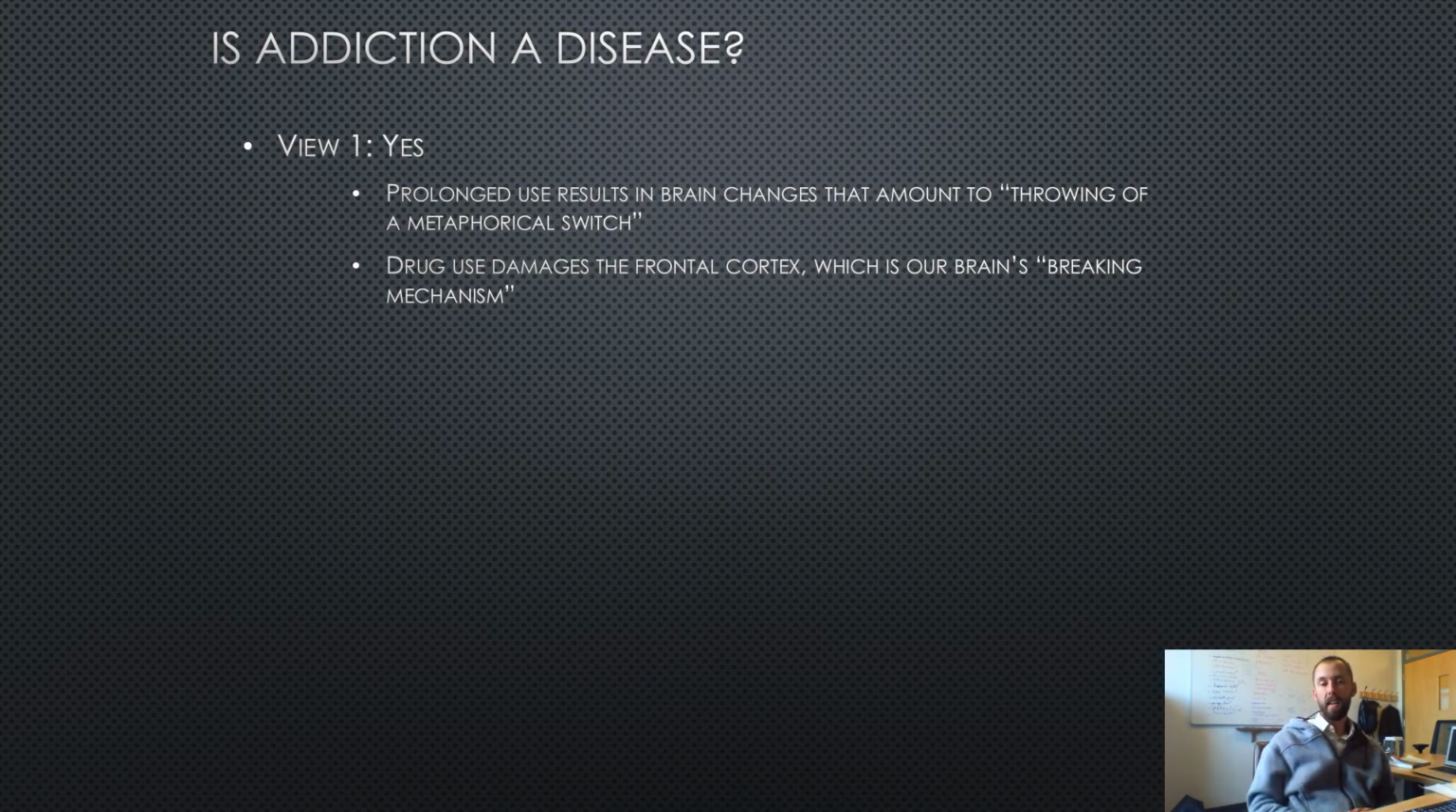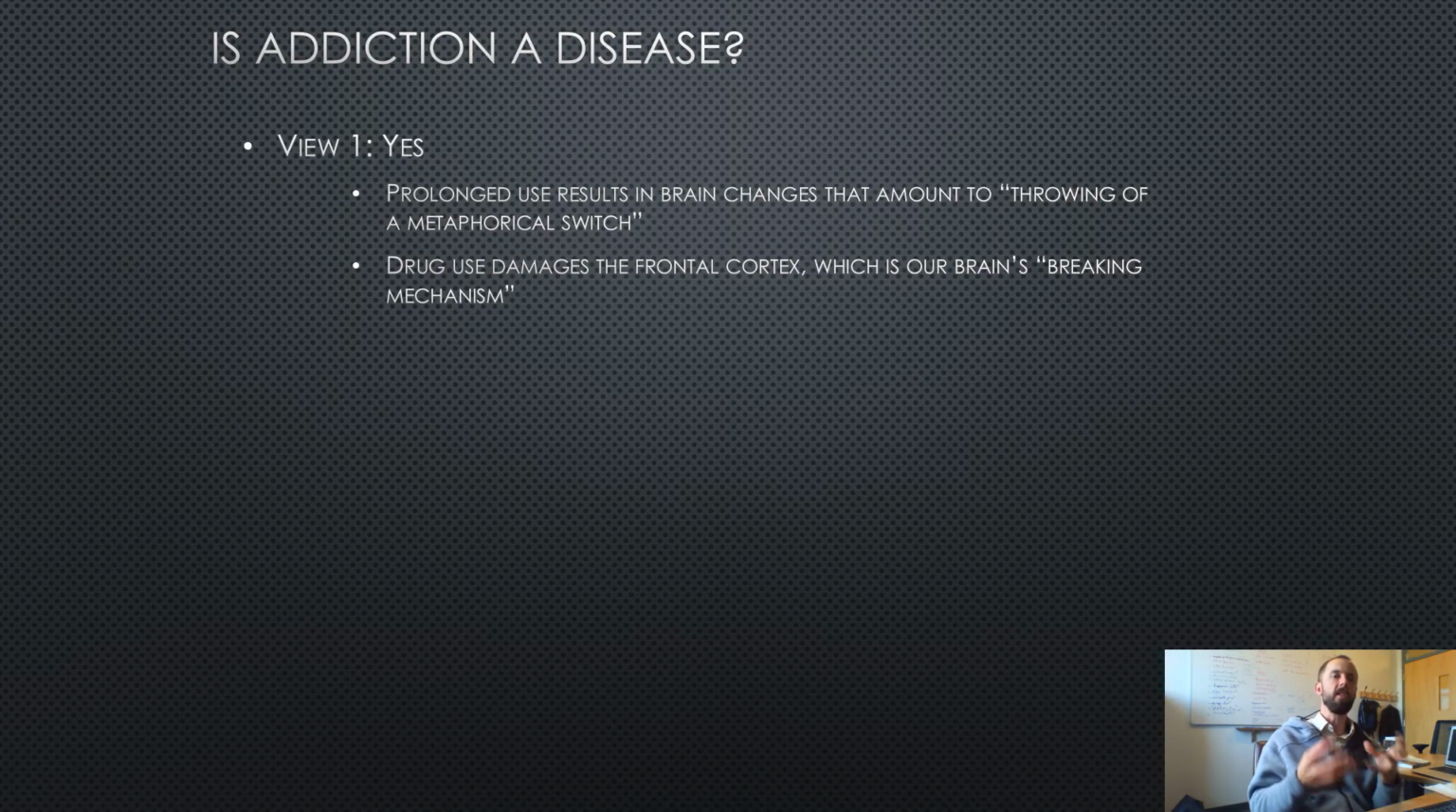And drug use, because it damages the frontal cortex, is damaging the brain's braking system. Remember we talked about Phineas Gage and the frontal cortex and what it does. It helps us to inhibit. So if you're taking a drug or you're drinking alcohol in excess, it's damaging your frontal cortex. That's damaging the very thing that would allow you to stop, right? So that makes sense to me, that it is like a disease.